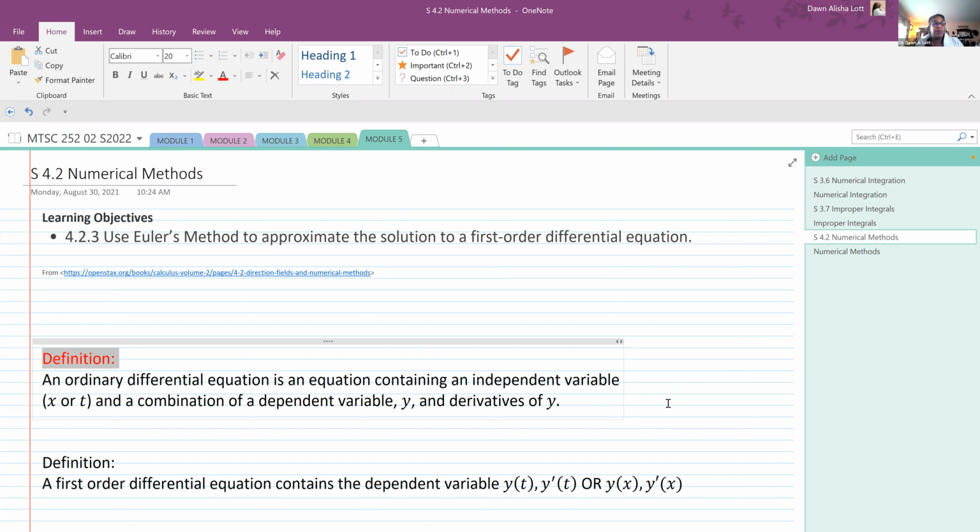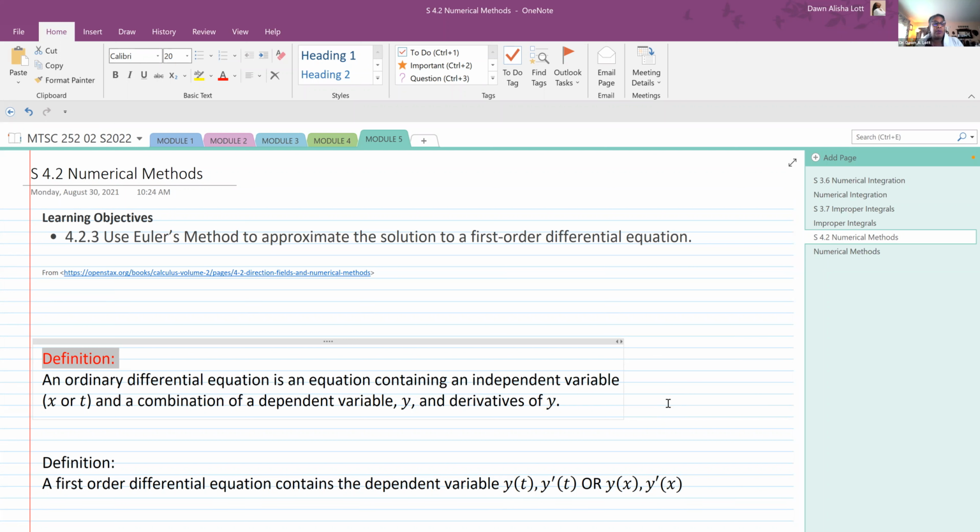I'm going to put in the acronym here. This is ODE for ordinary differential equation. It only involves y, the derivatives of y, and its independent variable. And we're going to do only first order in this class, and first order only contains one derivative.